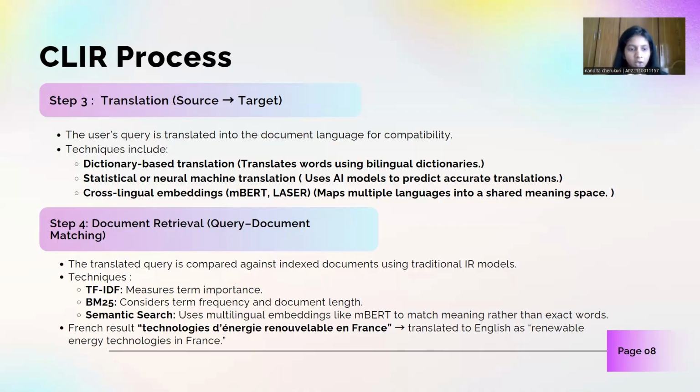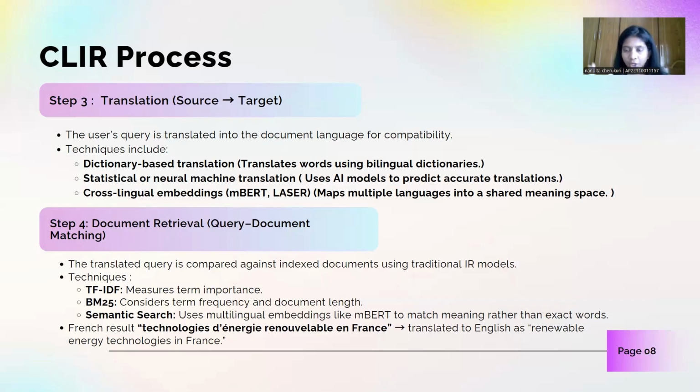The next step, step 4, would be document retrieval, which is the query-document matching. The translated query would be compared against the indexed documents using traditional IR methods to retrieve the most relevant documents. Here, the techniques involved in this process would be, first we measure the term importance, and then BM25, which considers the term frequency and the document length.